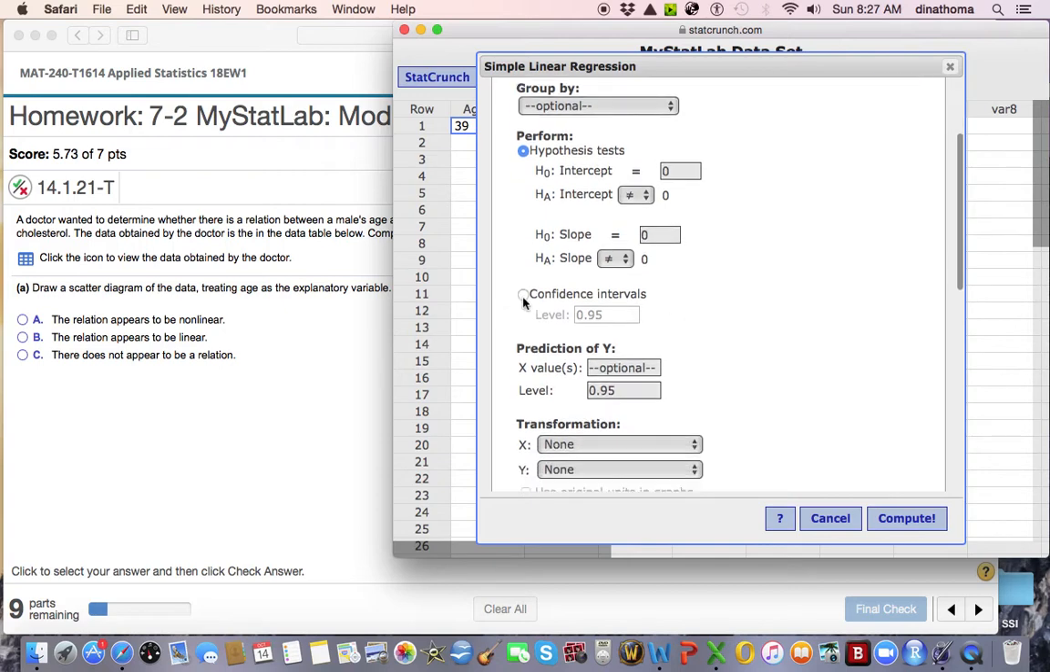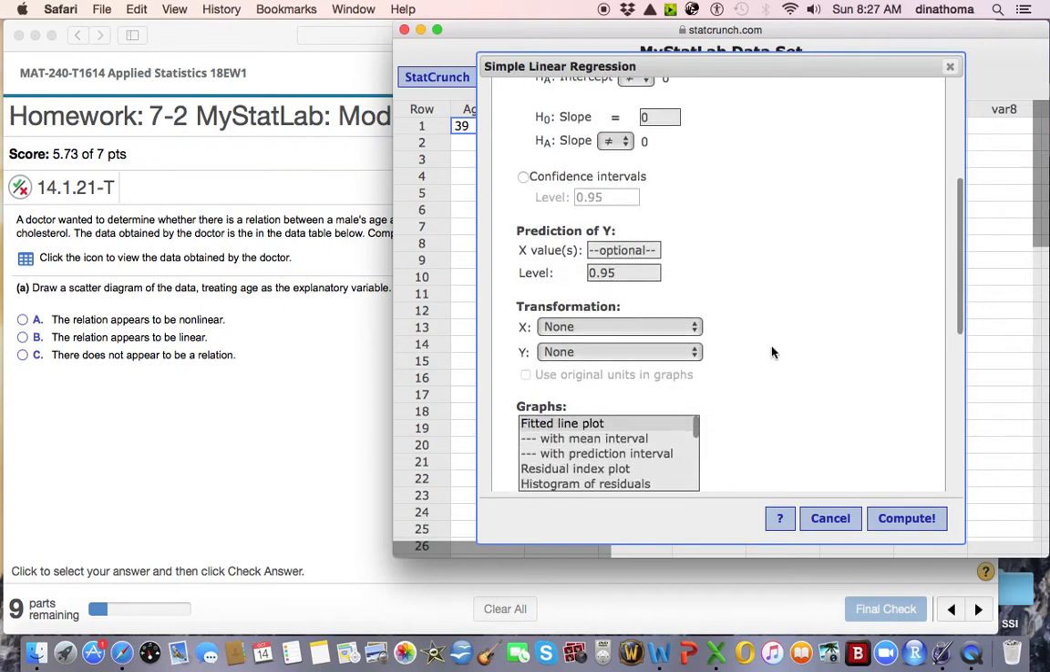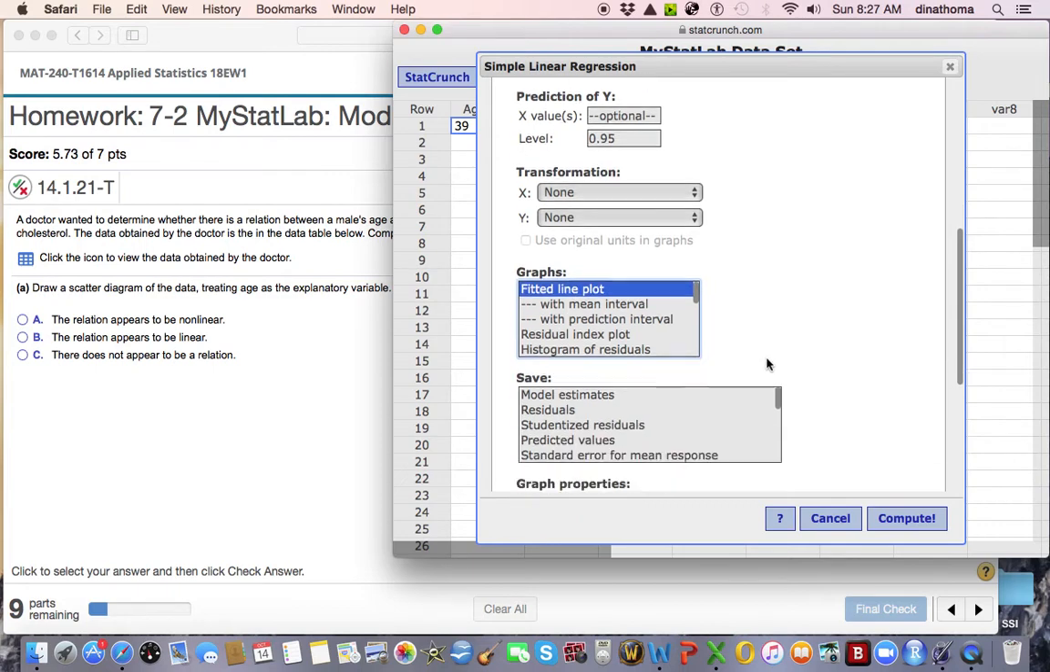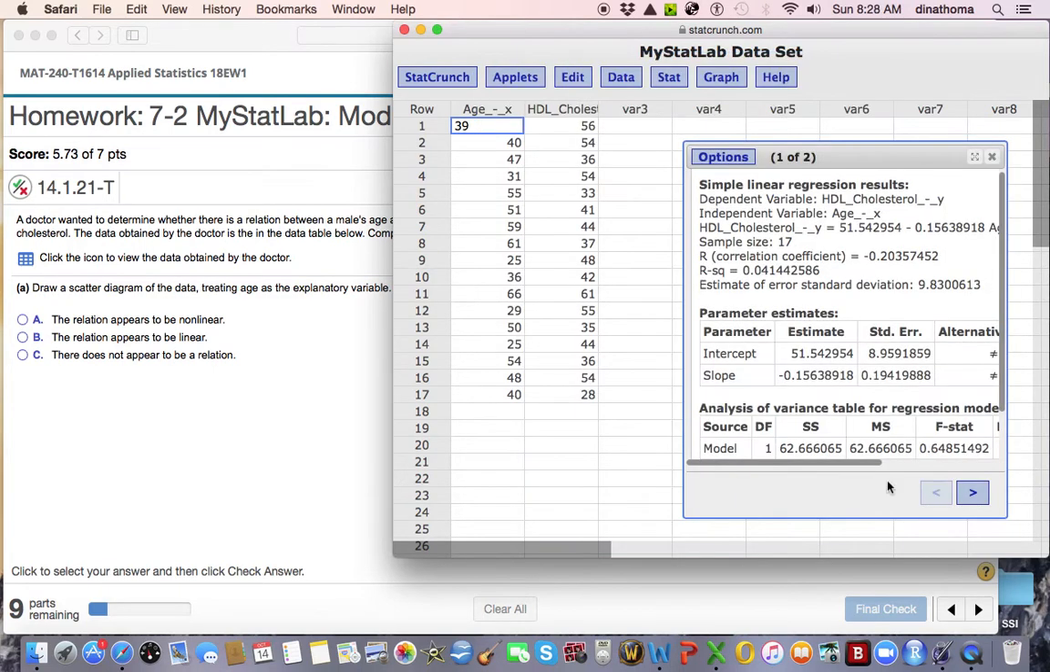All right, we can also build confidence intervals if we want to. This problem we will later on. So we'll have to rerun our regression as always, because you can only do either a hypothesis test or a confidence interval. We can do predictions. So first we'll start with a fitted line plot. And we'll compute.